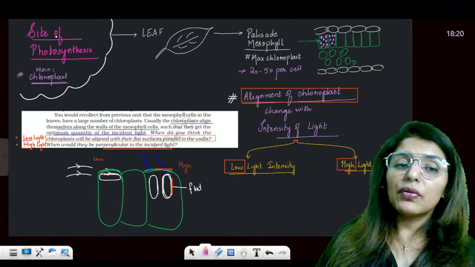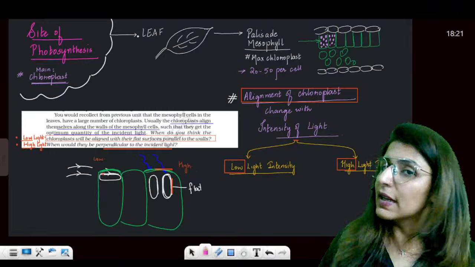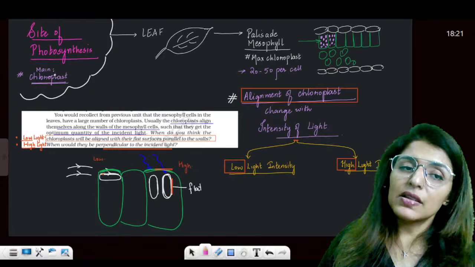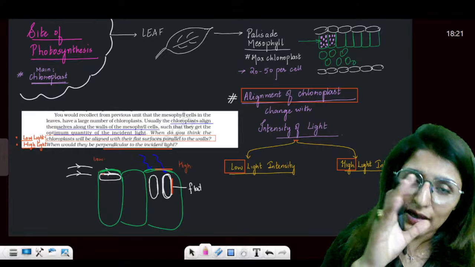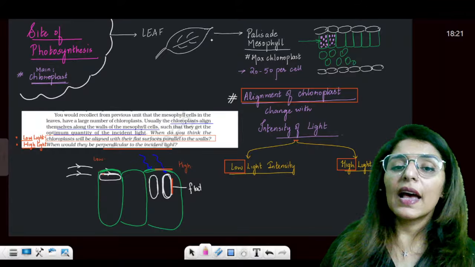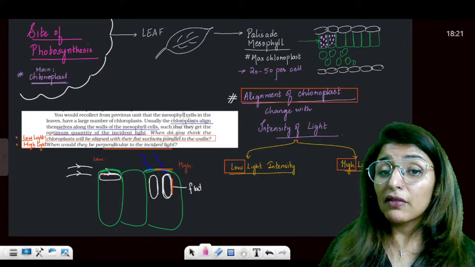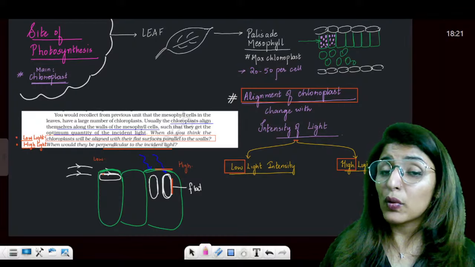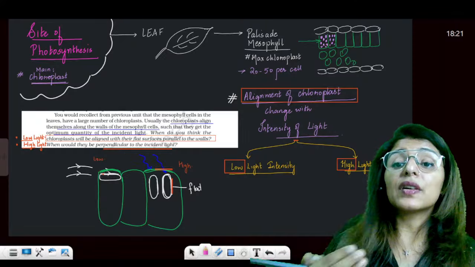Now, starting with photosynthesis. So, the site of photosynthesis is the leaf, right? And majorly, if we talk on the cellular level, it is the chloroplast. But let's go step by step. So, the leaf is the main site of photosynthesis, and we have studied anatomy already. It is the palisade layer of the leaf which has maximum chloroplasts, around 20 to 50 chloroplasts per cell. Why? Because this is one of its adaptations.